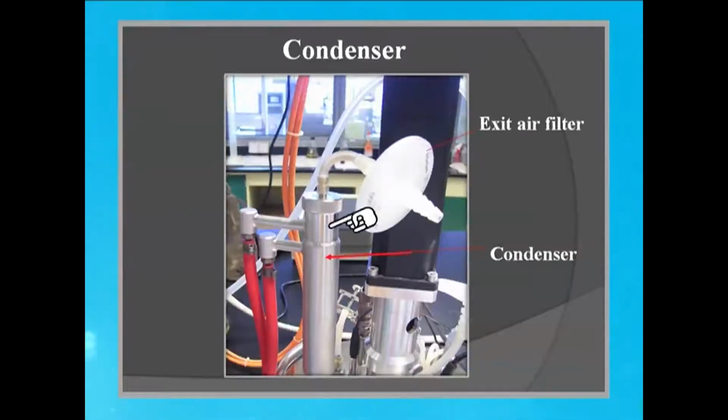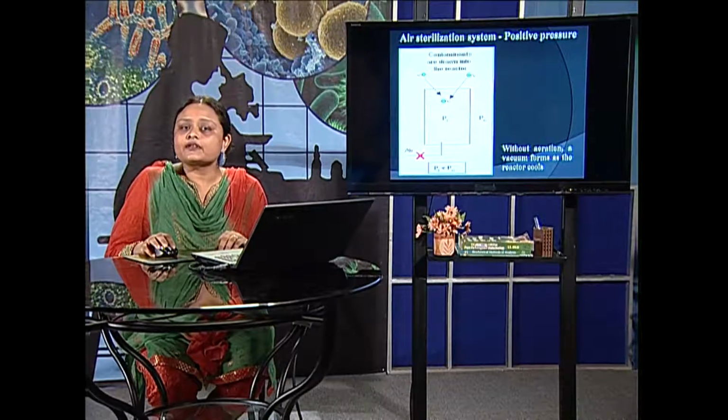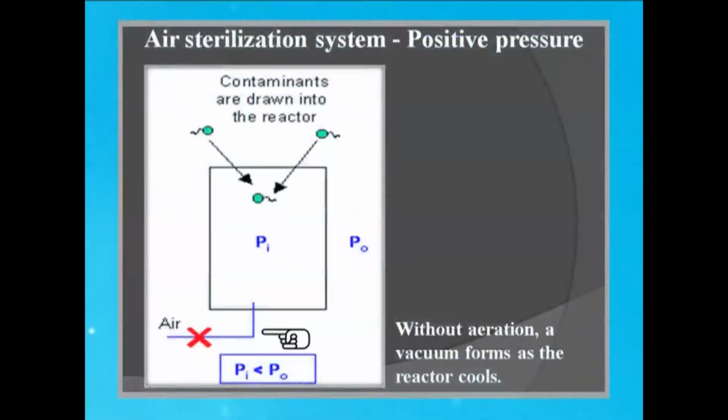And this is a condenser meant to condense any of the air that is coming out with water vapor. The air system is again important because it also reduces contamination. What happens exactly is, this picture represents when there is no aeration, when we have pressure inside the bioreactor as PI and pressure outside the bioreactor as P0. If the fermenter is being cooled down, that is after the operation, after the product is produced, when the reactor is cooling, there will be PI which will be lesser than P0, and as such, contaminants will be very easily drawn into the bioreactor with several of the outlet systems that are there.